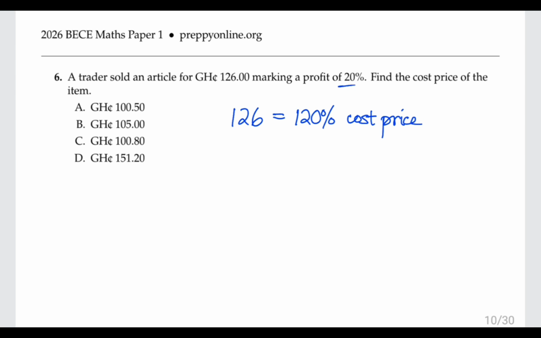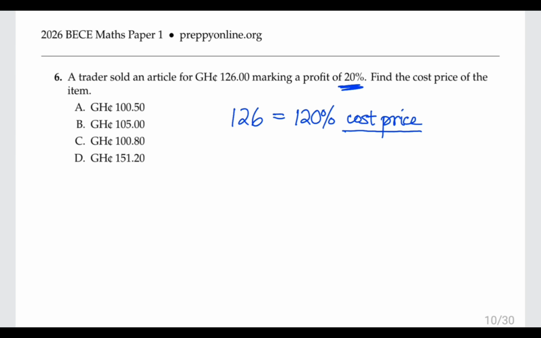120% because we've added this 20% to 100%. The cost price is 100% of the cost price, but the selling price of 126 cedis is 20% more than the cost price. That's how come the person made a profit. So if 126 is equal to 120% of the cost price, then what is the cost price?